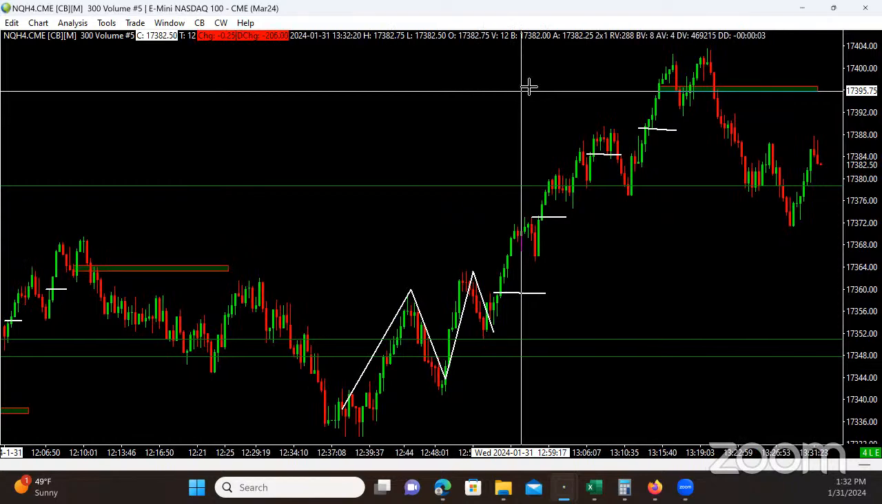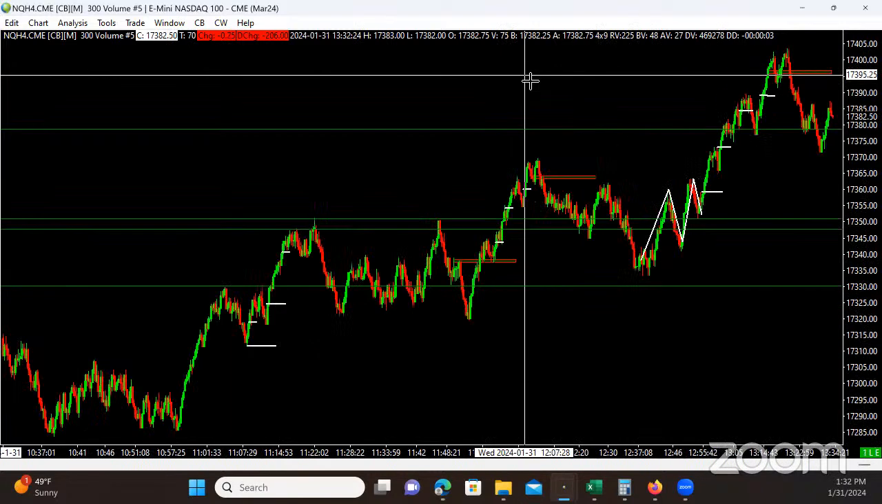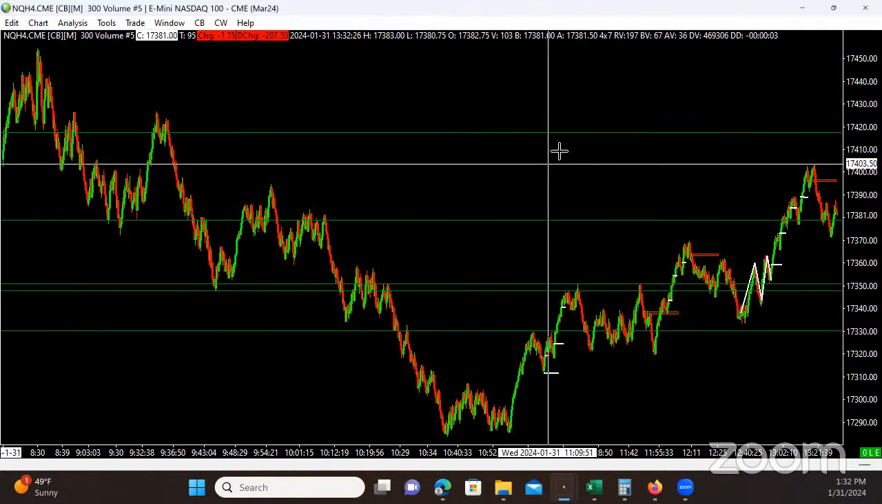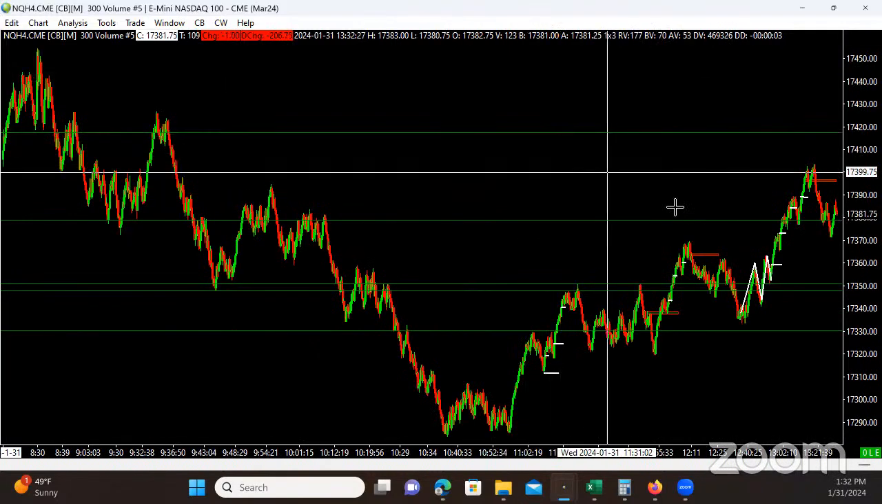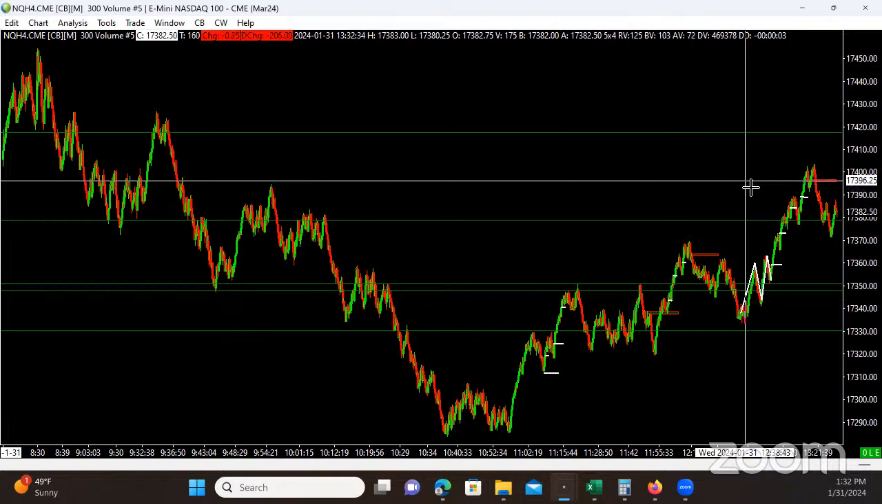It never got up to my original target, which was here, right? It never got up there. But I'm not going to be playing around up in here because she did get up into a congestion area up in here. And that's where I would have been like, okay, cool, I'm getting out of the trade.